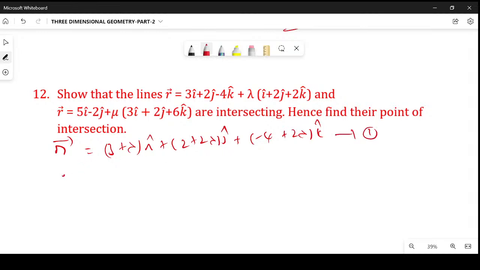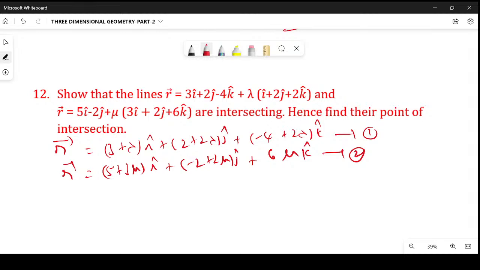Similarly, the second equation I can write as r bar equal to, just expanding mu, (5 plus 3 mu) i cap plus (minus 2 plus 2 mu) j cap. There is no k term other than 6 mu k cap. This is equation 2. We have equations 1 and 2, right?